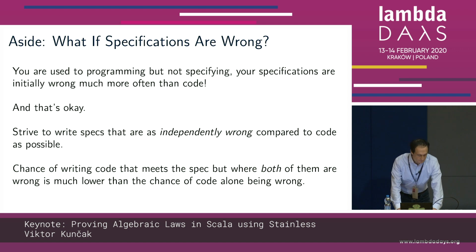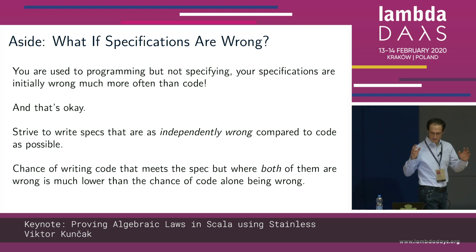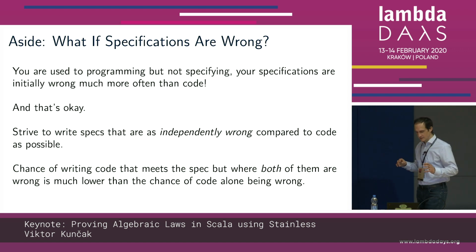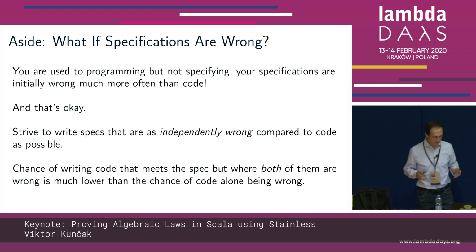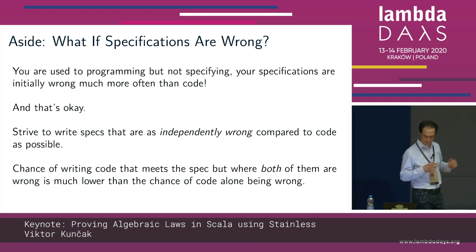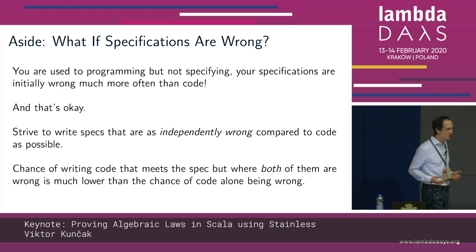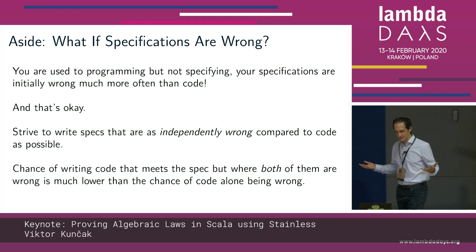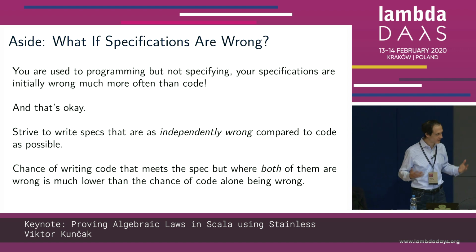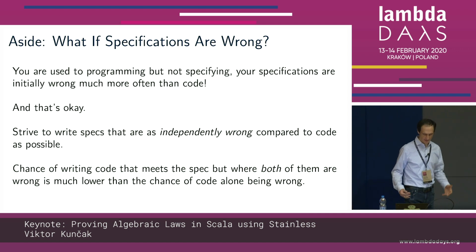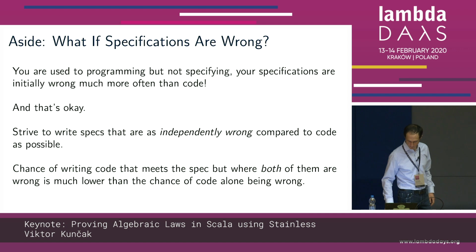itself, but that's fine. So what we are aiming for is simply to write specifications to be as independent of code, and therefore wrong as independently of code as possible. And then the probability of having two things that conform to each other, but both of them wrong in the same way, is actually much smaller than the probability of code itself being wrong.